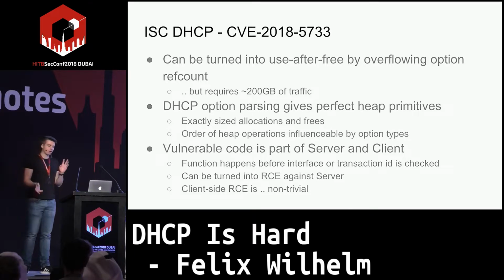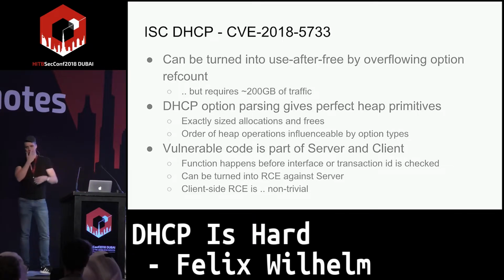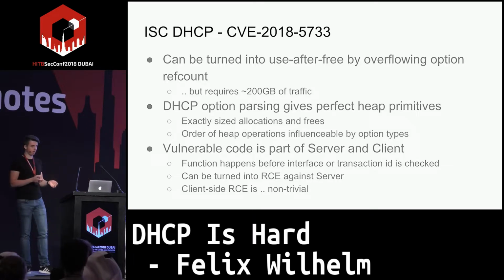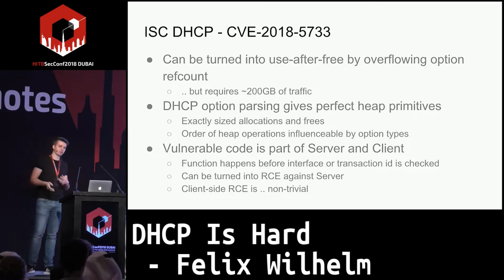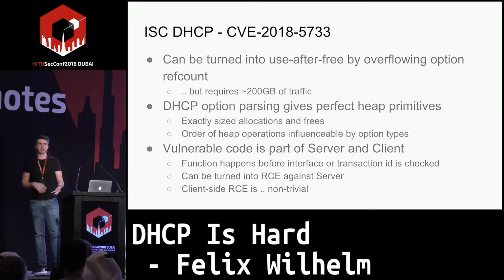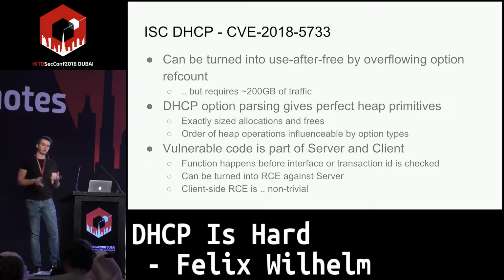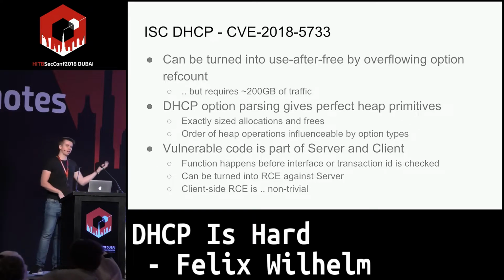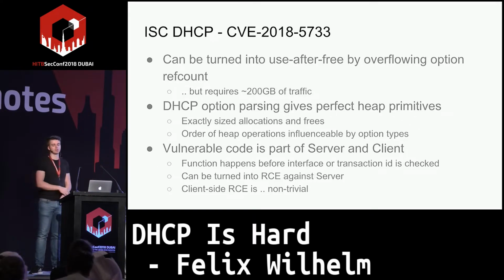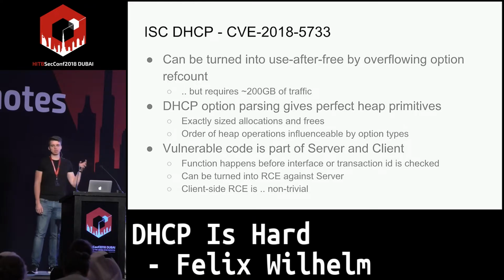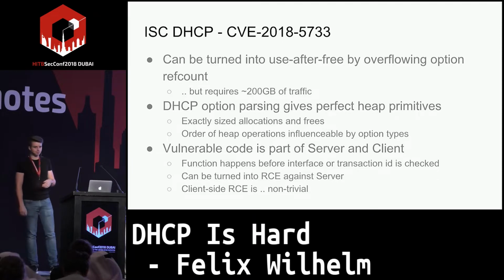I don't want to go into too much detail on how to turn the use after free into something like an RCE, but basically ISC's option parsing gives you perfect heap primitives to allocate different sized chunks and free them in an order of the attacker's control. So if you want to write a heap exploit, ISC DHCP is a super good target for it. The interesting part about this bug is that it's part of both server and client.